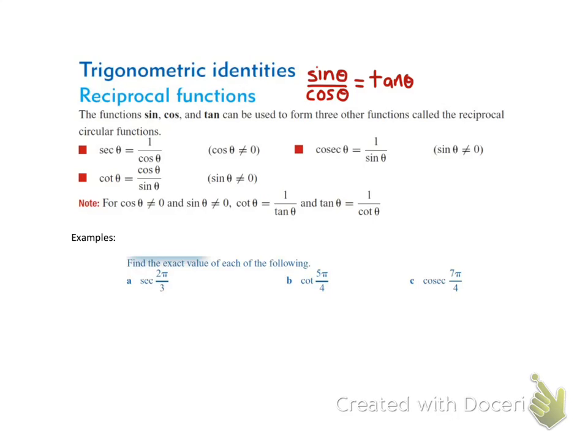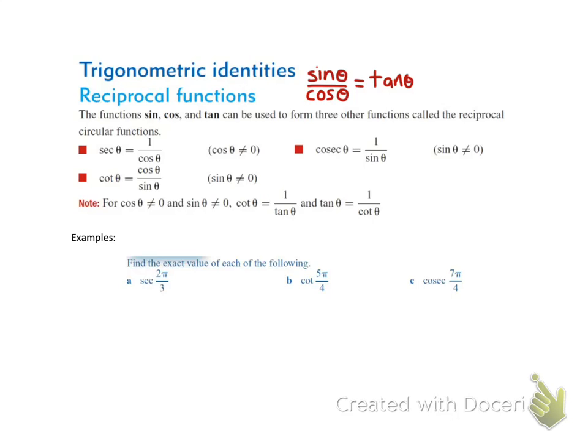And the reciprocal functions are sec theta, which is 1 over cos theta, cosec theta, which is 1 over sine theta, and cot theta, which is 1 over tan theta. Now you'll notice here that cot theta is written as cos over sine, which of course is 1 over tan theta. Alright, we're going to have a look now at some questions where we need to use our exact values.